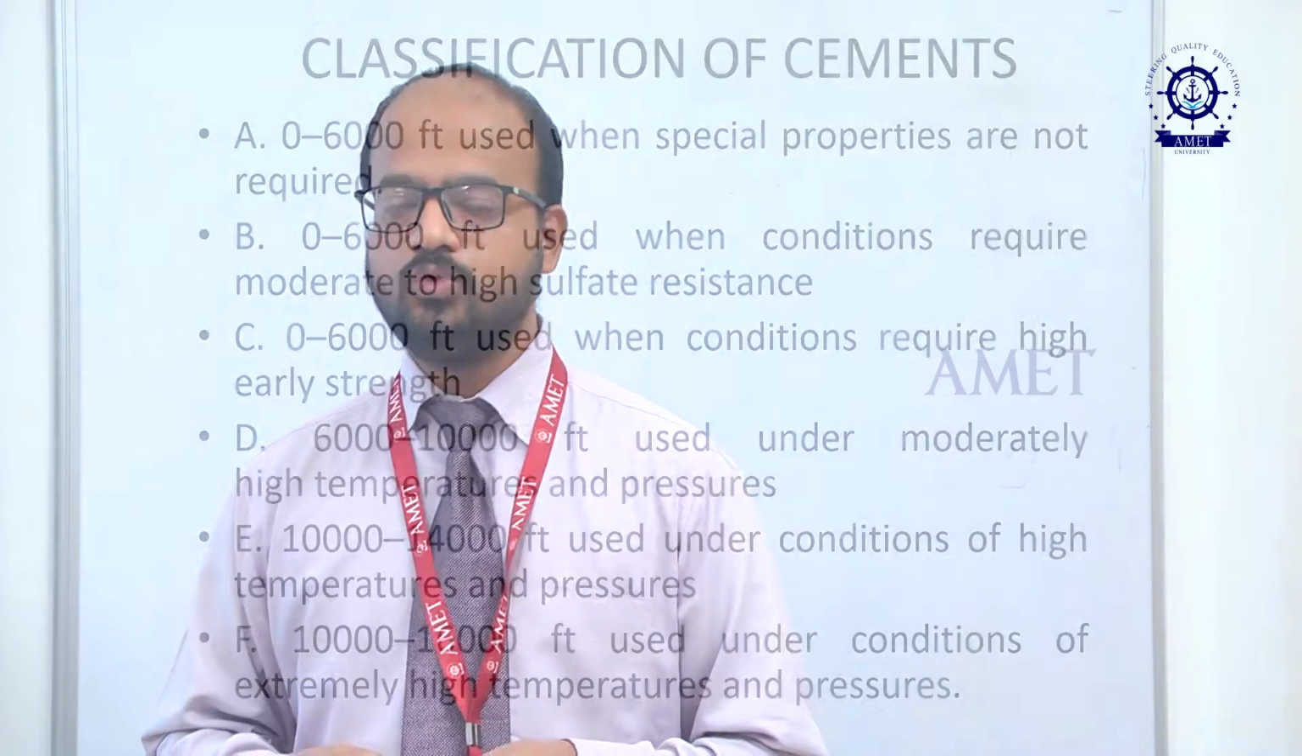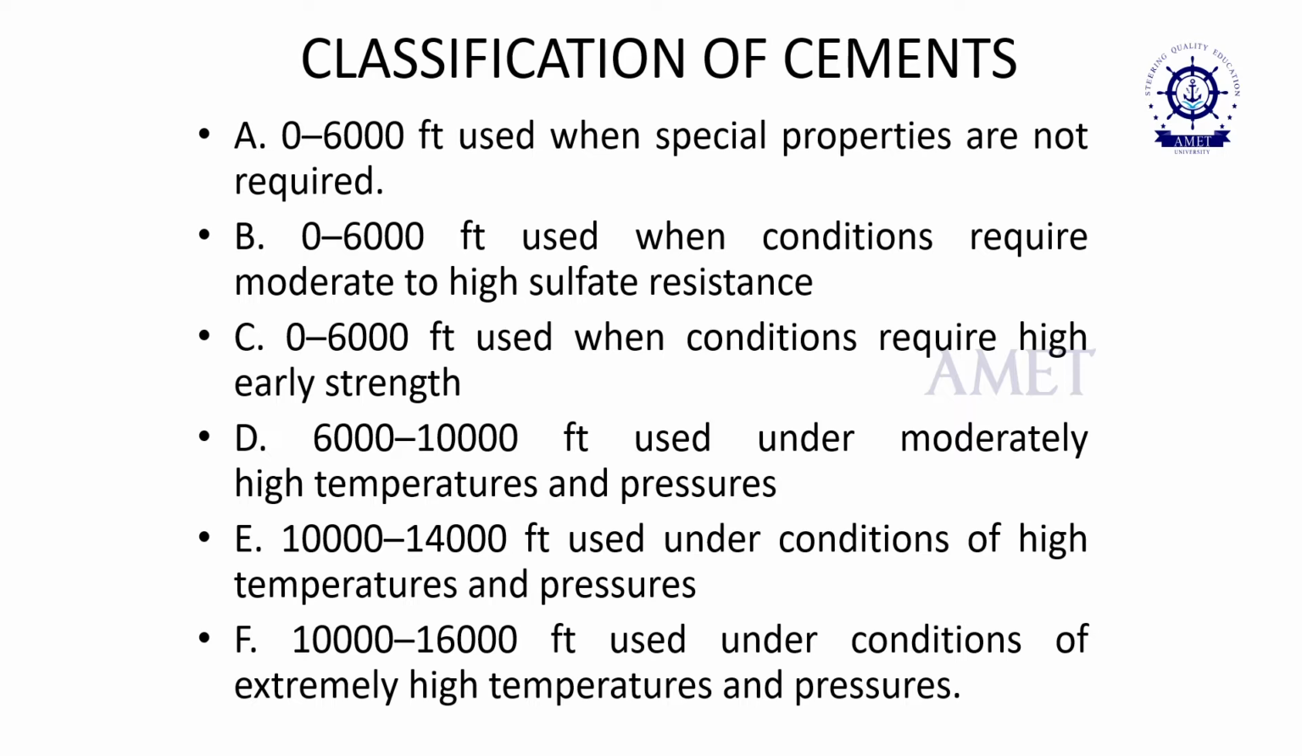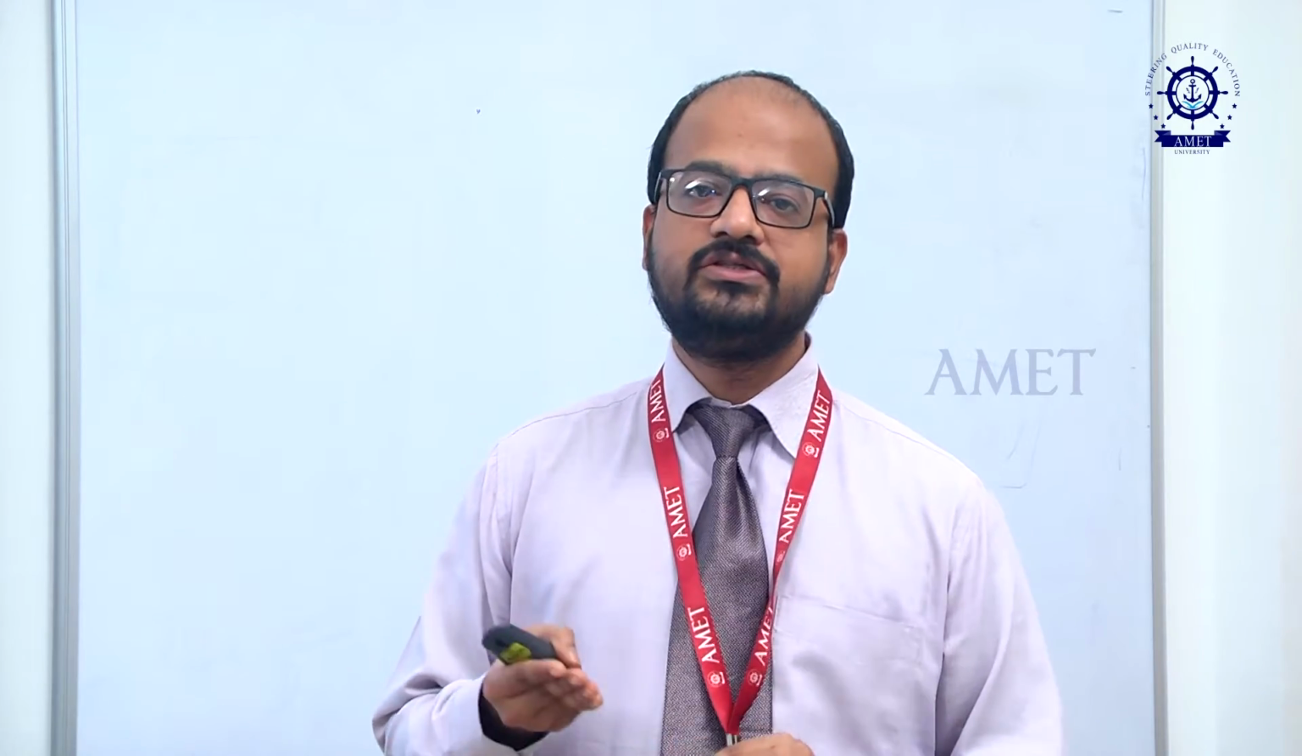And next is class D. Class D is used for moderately high temperature and pressure. So here the depth is 6000 to 10,000 feet. And class E is used under high temperature and high pressure. If I say high temperature, high pressure, it is simply called an HPHT well. Once the temperature reaches more than 150 degrees Celsius and the pressure reaches more than 10,000 psi, that well is called an HPHT well. So that is where I have to use class D cement or class E cement.